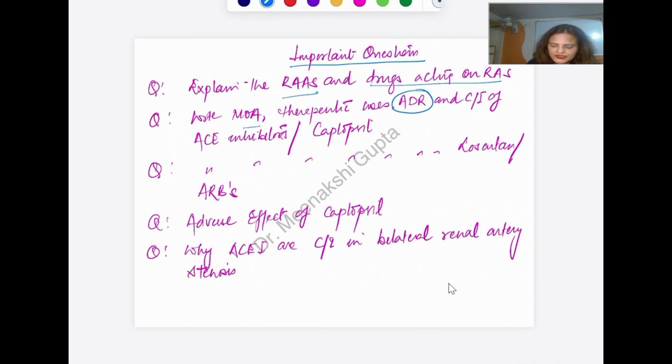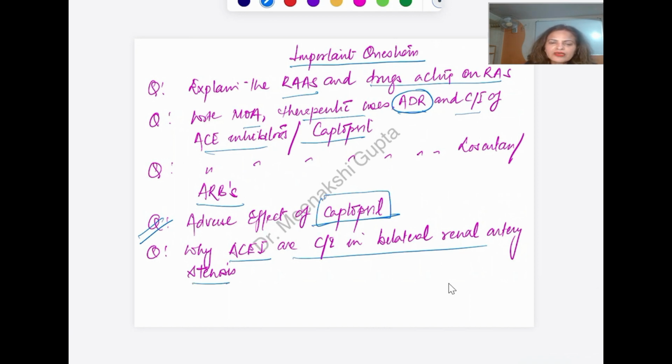Write the mechanism of action, therapeutic uses, ADR, and contraindications of ACE inhibitor or captopril. Same way for the angiotensin receptor blocker. Then adverse effects of captopril. Remember, from the name captopril itself you can derive all the side effects. Then why are ACE inhibitors contraindicated in bilateral renal artery stenosis? Because they can cause acute renal failure.